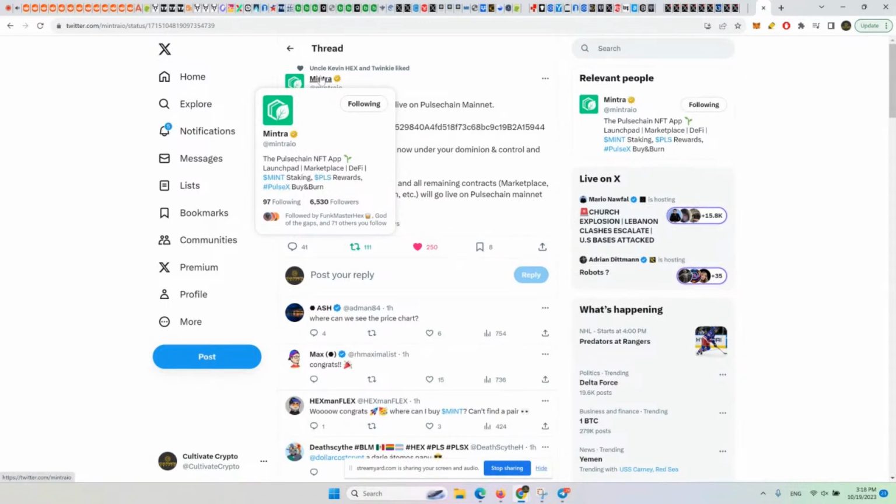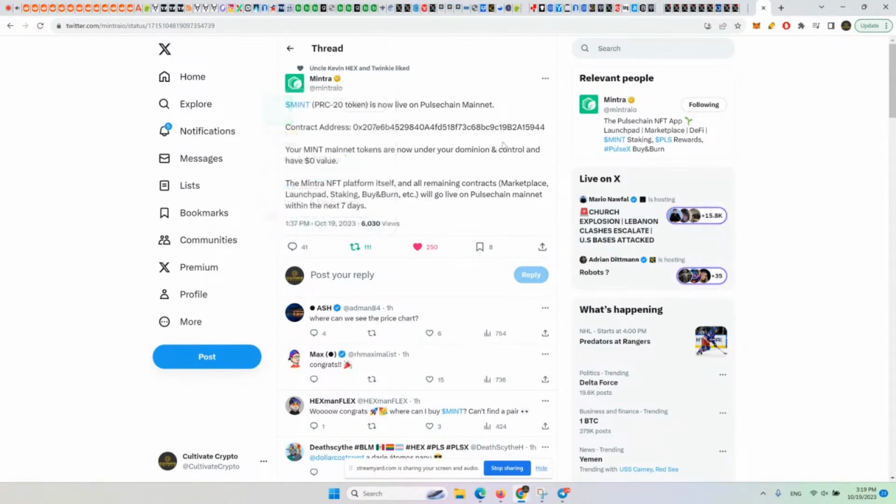Mintra at Mintra.io. This is the NFT platform, essentially the OpenSea or LooksRare for the Pulse Chain ecosystem. So if you're into Pulse Chain and you believe that Pulse Chain will be a viable chain and it will be used by many, many people, then the first NFT platform looks pretty damn good. If you guys haven't seen it yet, go over, play around with it. You can see the main links and everything over there.